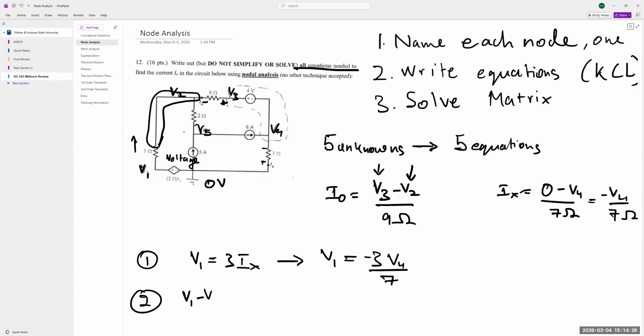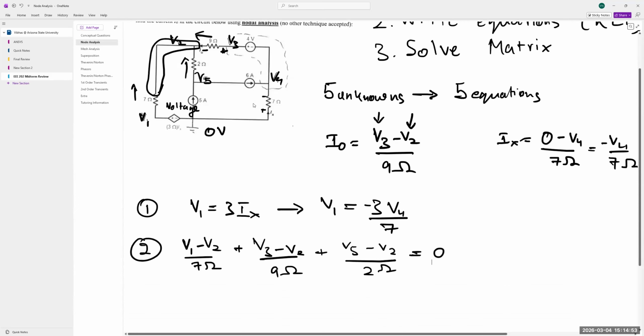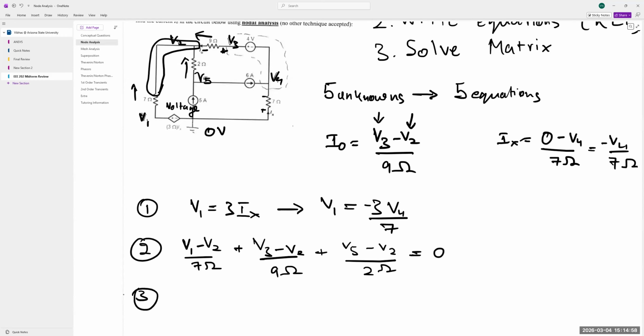V1 minus V2 over 7 ohms plus V3 minus V2 over 9 ohms, which is I naught coming in from this way, plus whatever's coming in from V5, V5 minus V2 over 2 ohms, all add up to zero. There you go. That's our second equation. Let's write our third one.